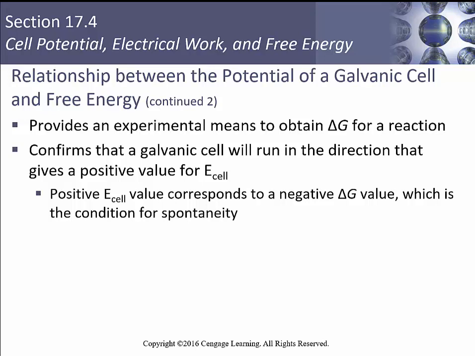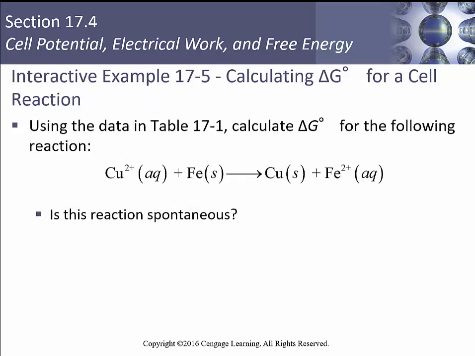All right, so let's look at an example. So using the data table in 17-1, we can calculate delta G for the following reaction. And we can say, is this reaction spontaneous?